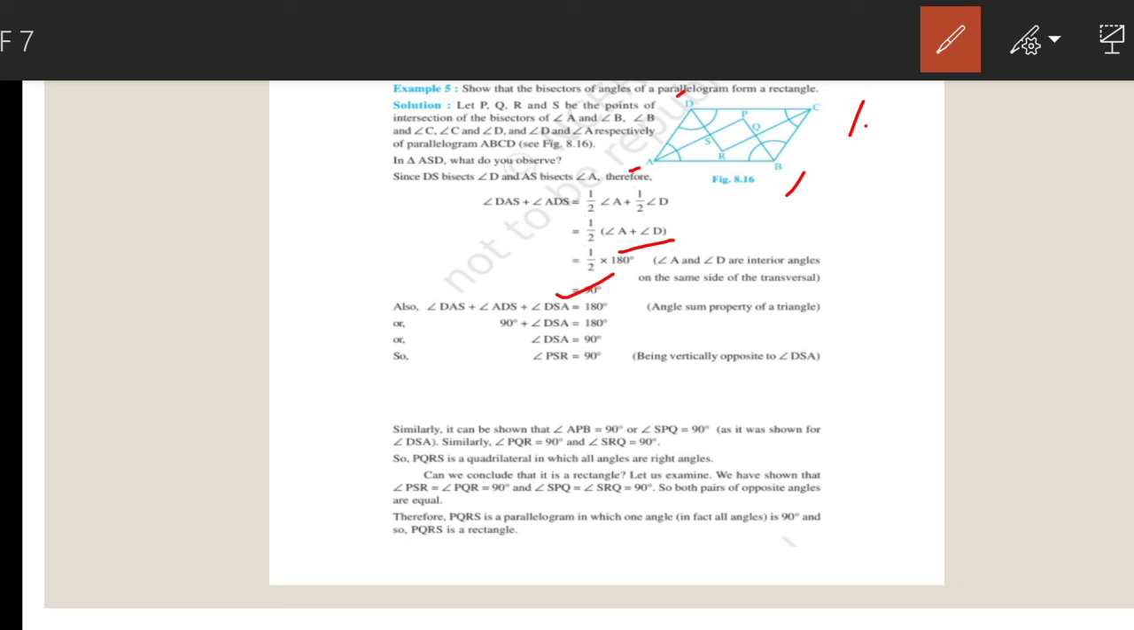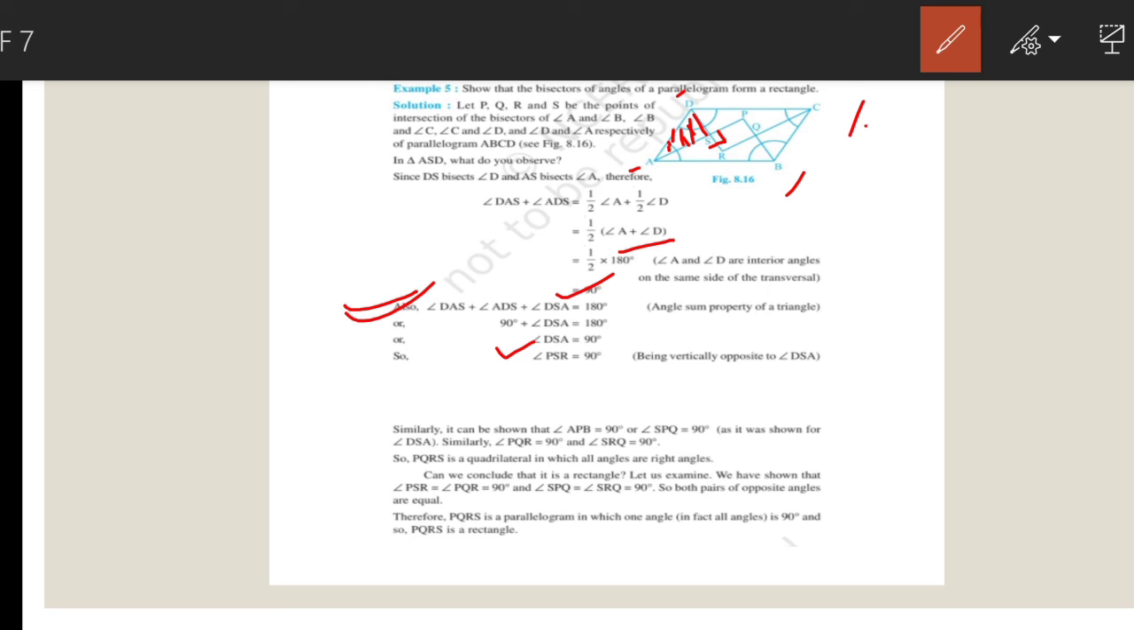So we can get angle DSA easily by using the angle sum property. We are adding the three angles of this shaded triangle, the triangle that we considered. Here we can see that angle DSA is equal to 90. If DSA is equal to 90, then PSR is also 90, as it is a vertically opposite angle. So one of the angles we got as 90.